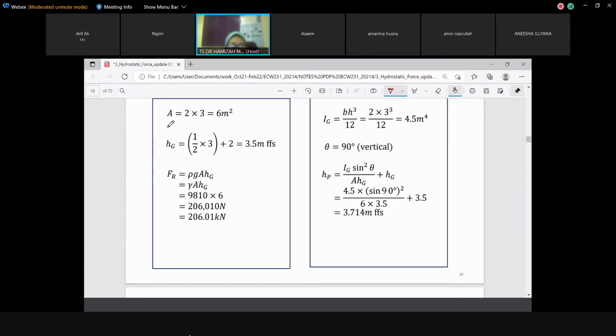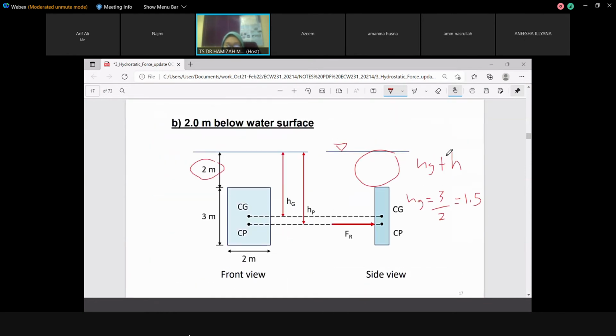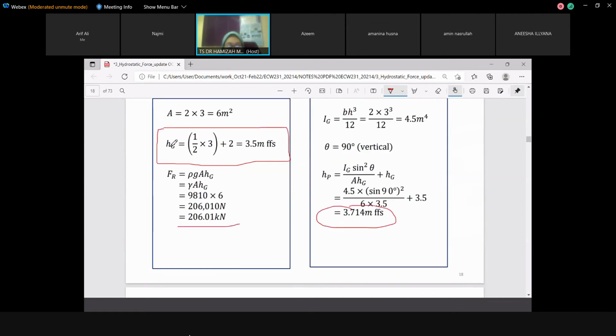Okay, this one. Area is still the same because the area is the area of the immersed fluid or area of the containing fluid. Okay, use the formula rho G area Hg. So this is the amount of the force, resultant force exert on the surface. And then find the location of the force. HP must be higher than CG. So HG ialah 3.5, HP ialah 3.7. So correct.